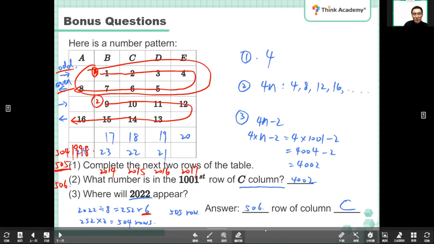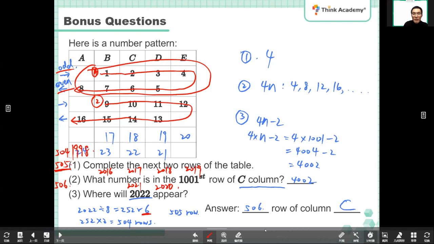Okay, this is not a good example. So let's say 2016, 2017, 2018, 2019. This is row number 505, and then we move on because it's not enough. We move on to the next row, which is row number 506, starting from column D, because 505 is an odd number row. We start with column B, but with even number rows, we start from right to left, and we start with column D.